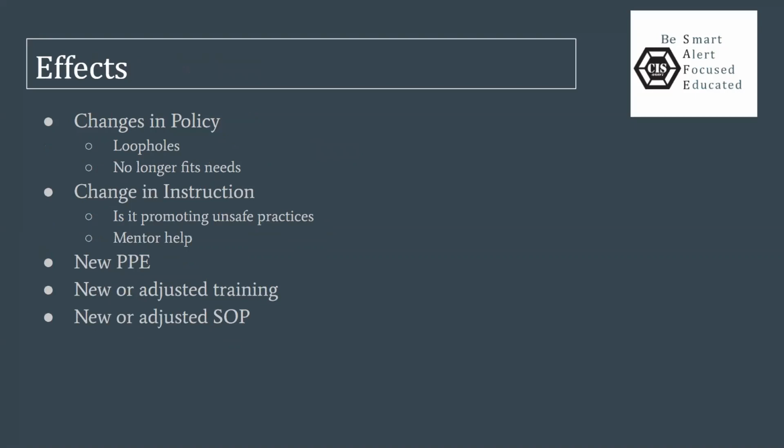So what are the effects? What comes out of this? You might do some changes in policies. You might realize, hey, they found some loopholes. Darn those loopholes. You've got to fix them. So you can have that authoritative language so those teenagers don't find all those loopholes. And then you might find, hey, this policy doesn't fit what we do anymore. We don't use this. We might need to change this so it works for us and we can help reduce injuries.